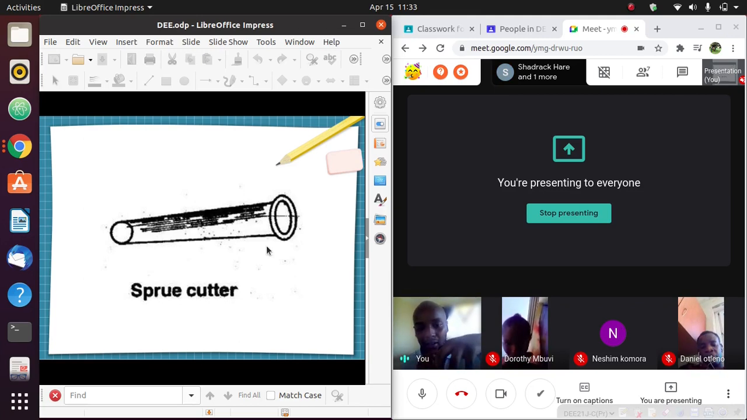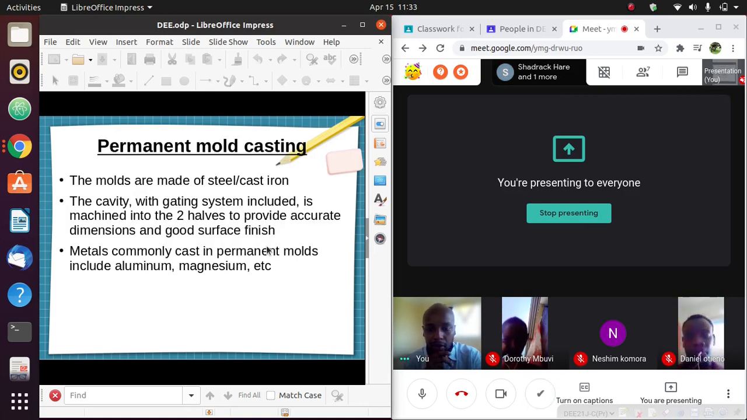Unaweza weka katika ile box kisha ukaweka mchanga around it. So once you compress the sand, unaitoa. Once you remove it, you will be left with a passage for the molten metal to pass through it. So it is known as a sprue cutter or a sprue pin. And there's so many other tools that you will find in sand casting. I've just mentioned a few that are common.